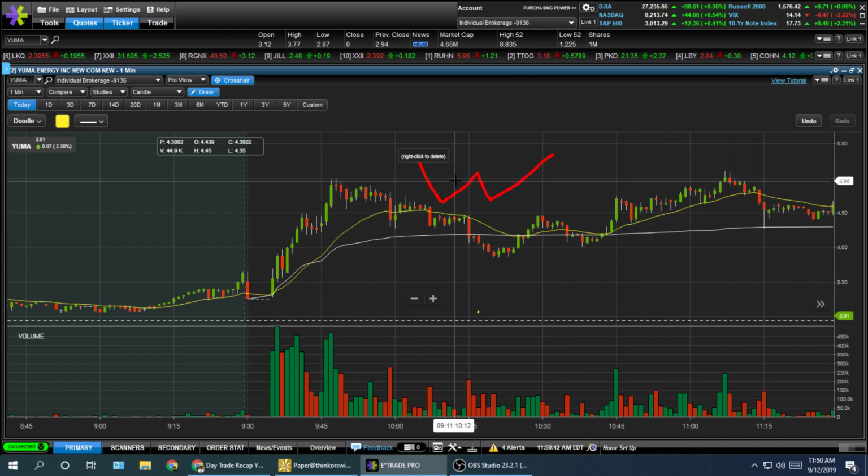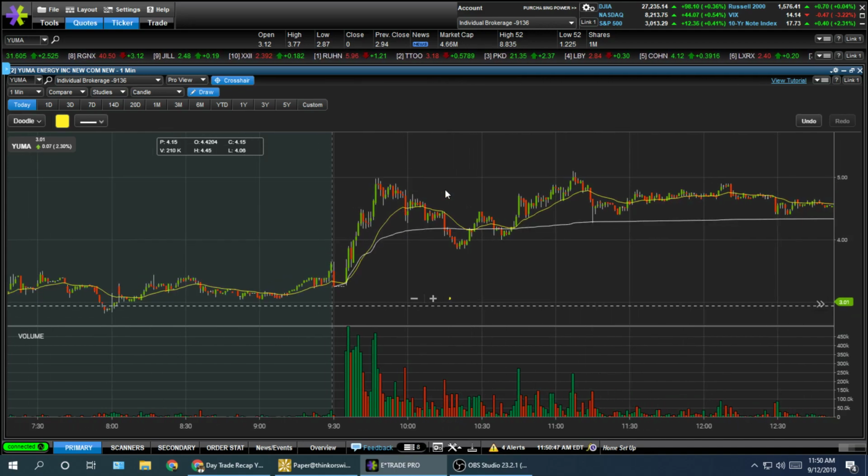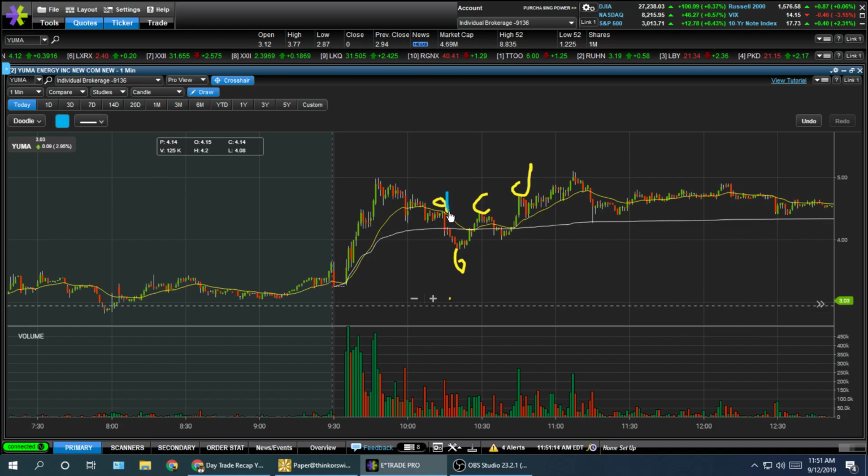So if we look at the 1 minute time frame here on YUMA yesterday, if we look right in between here, you'll see this W, right? So more or less, this is exactly what the ABCD pattern is. So you have point A, point B, point C, and point D. So this is essentially what you're looking for every time on this particular pattern.